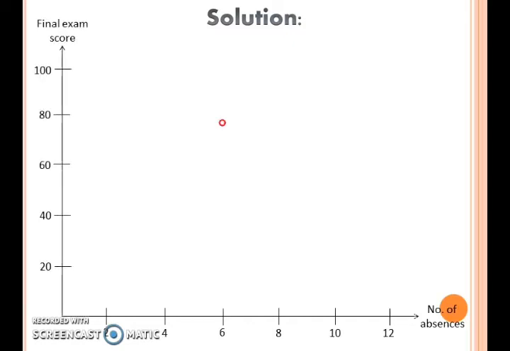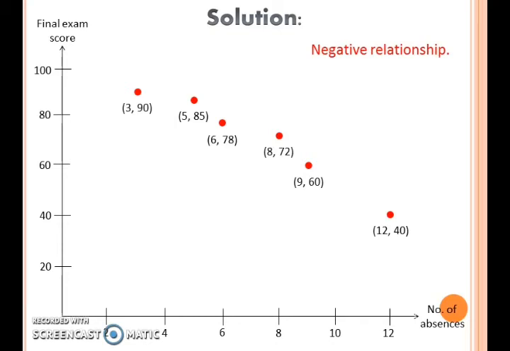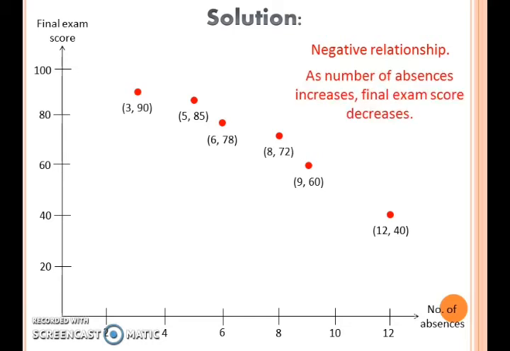After that, plot each combination of x and y on the graph. From this scatter plot, it can be seen that there exists negative relationship between number of absence and final exam score. This is because as number of absence increases, final exam score decreases.